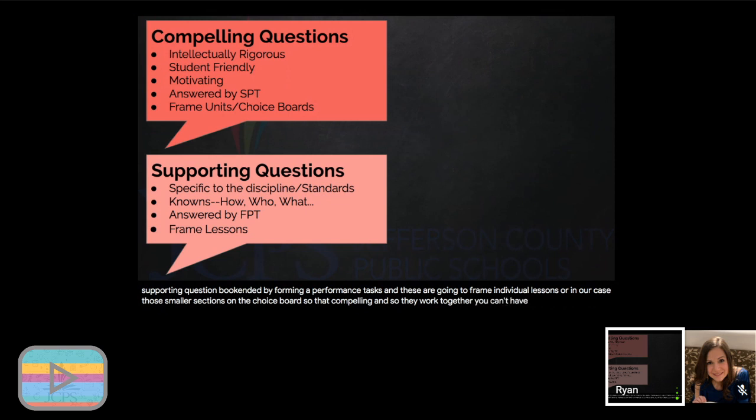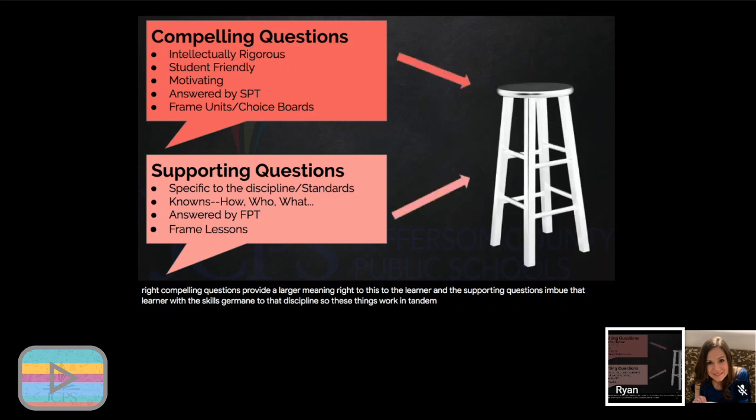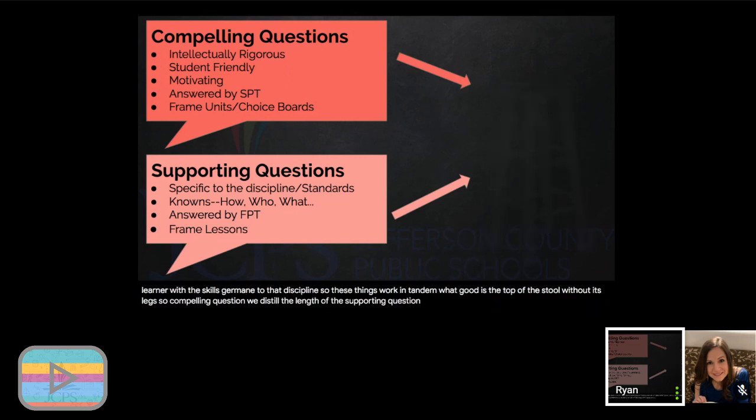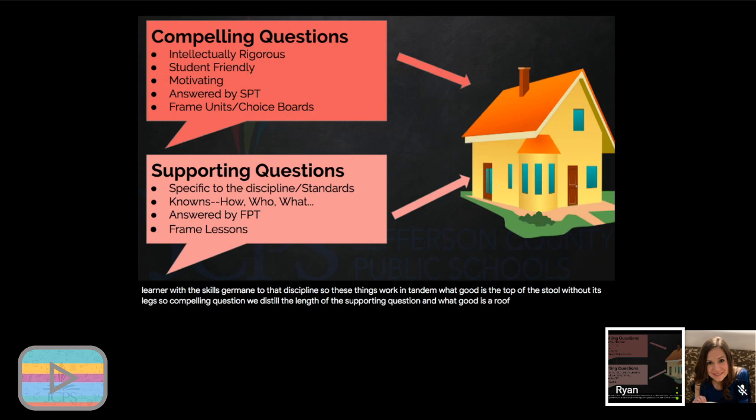You can't have one without the other, right? Compelling questions provide a larger meaning, right, to the learner, and the supporting questions imbue that learner with the skills germane to that discipline. So these things work in tandem. What good is the top of the stool without its legs? So the compelling question would be the stool, the legs are the supporting questions. And what good is a roof without the walls that hold it up?